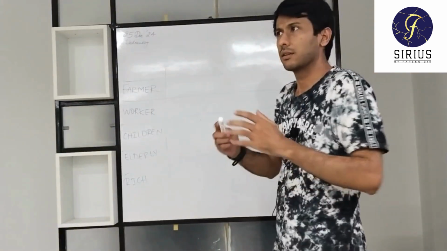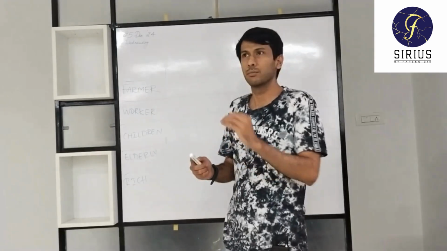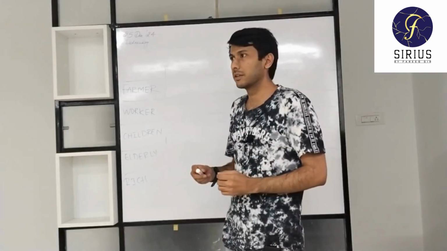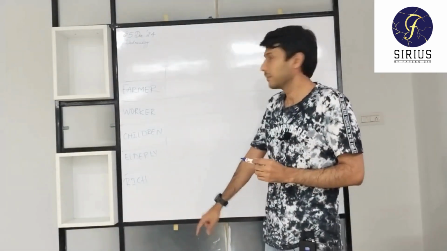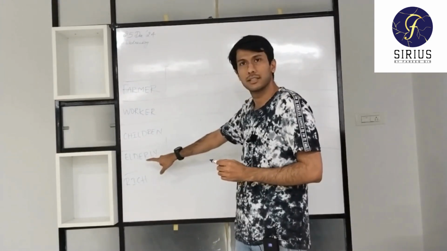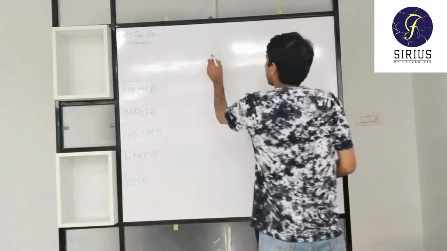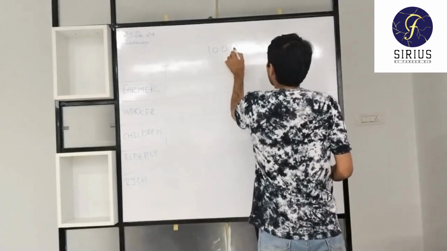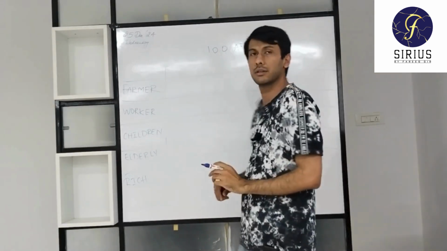Today's concept, I want to introduce you like a case study, but this is not exactly a case study. It's more of a scenario that we are now facing. Let's say there are these 5 groups. One is the farmer group, second is the workers, next is the children, there is elderly, and there is the rich. And there are, let's say, about 100 apples to be distributed among them.